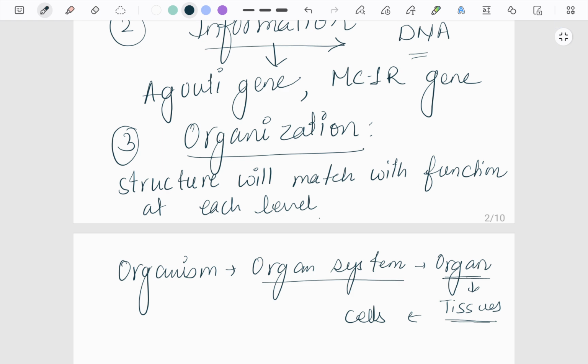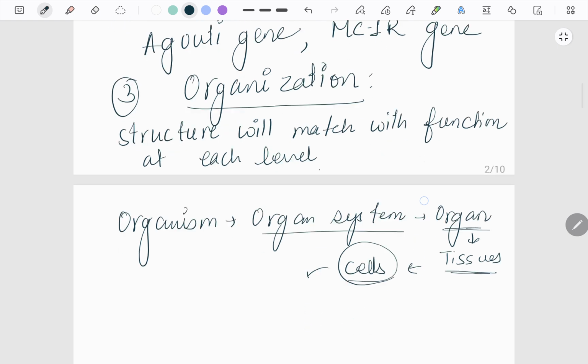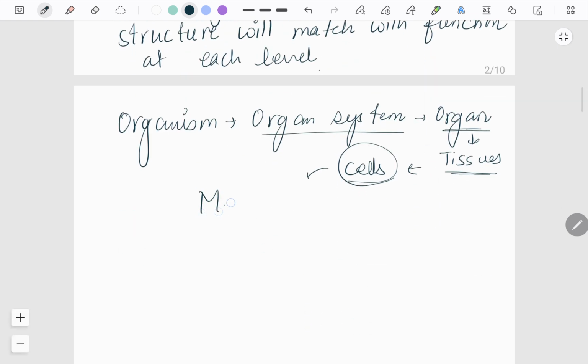Now if I say at cellular level, we will study a cell, melanocyte.